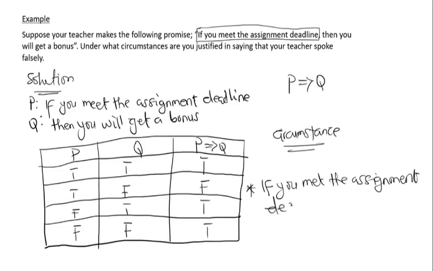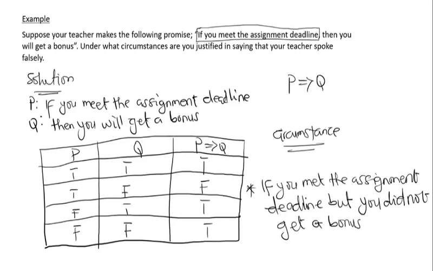If you met the assignment deadline, but you did not get a bonus. So the only way you can say your teacher spoke falsely is if you met the assignment deadline, but your teacher decides not to give you a bonus. That will be a cheat on you because you did well to submit before the deadline.